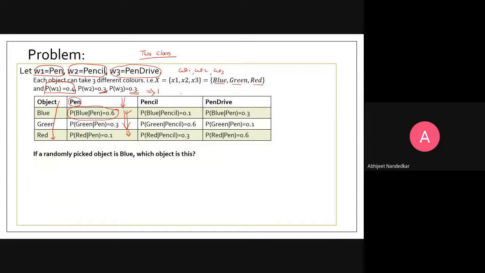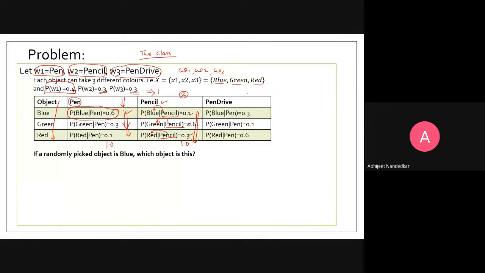Now in the second column, I am discussing only pencil. So the condition is given the pencil, you can see here three times the condition is the same. Given the pencil, it is of blue color, green color, red color. What are the chances? They are 0.1, 0.6, 0.3. You can note down that the sum of these probabilities is 1.